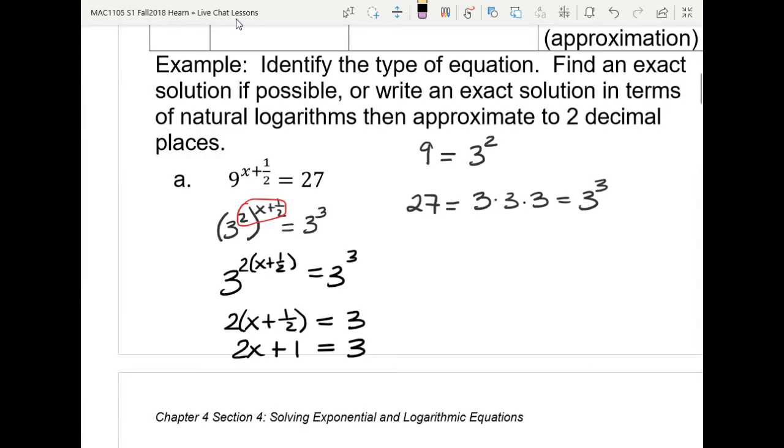Now solve for x the way you would in any normal, regular old linear equation. So we're going to just isolate the variable by subtracting 1. So 2x is equal to 2 and dividing by 2, and we get x equals 1. Now let's suppose that we wanted to check our solution. It's not mandatory in this type of problem, but it is not a bad thing to do.